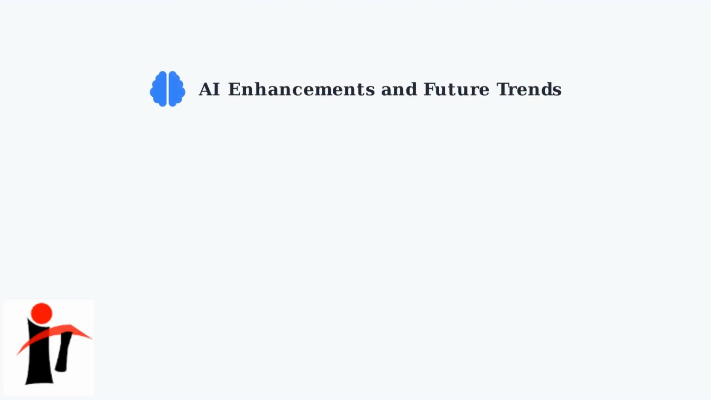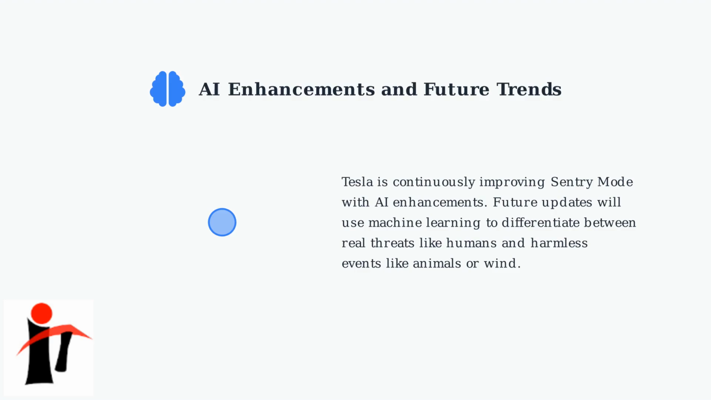Tesla is continuously improving Sentry Mode with AI enhancements. Future updates will use machine learning to differentiate between real threats like humans and harmless events like animals or wind, reducing unnecessary activations and battery consumption.